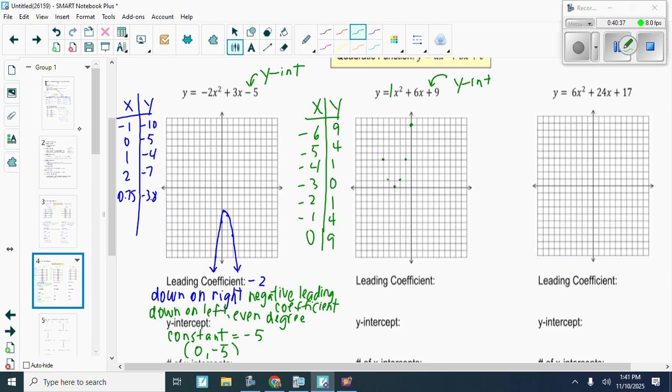One of the things you should notice about a parabola is that it's very symmetrical. It looks exactly the same on one side as it does on the other. If you cut straight through the vertex, that would be your axis of symmetry, and it would be like a reflection on either side.